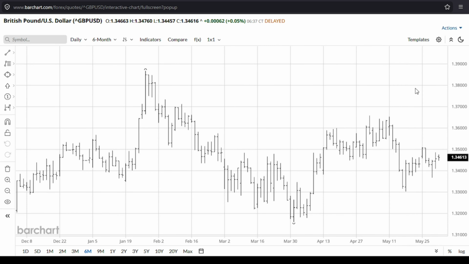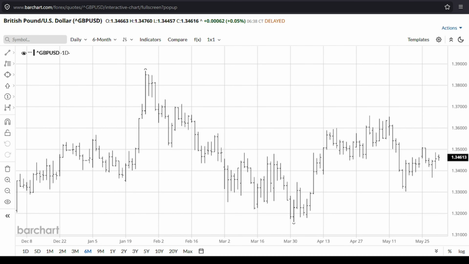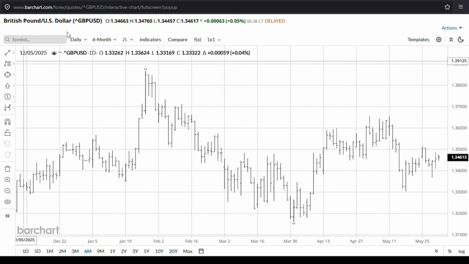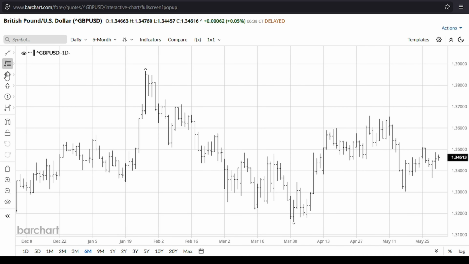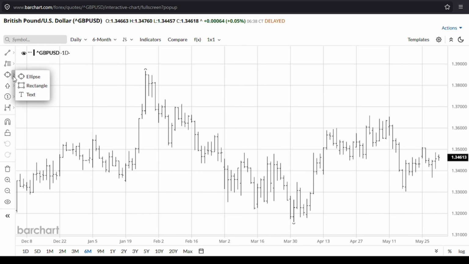So this is the interactive chart of the British pound against the US dollar. And on this chart, we have various drawing tools that we can use. We have the trend line, the ray, the horizontal line. Here we have the fib retracement, fib extension, fib fan, fib channel. We have the various shapes, arrow tools, numbers. Here we have the date range, price range, long and short position.